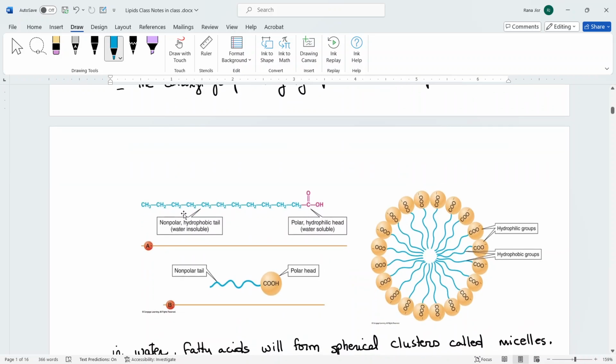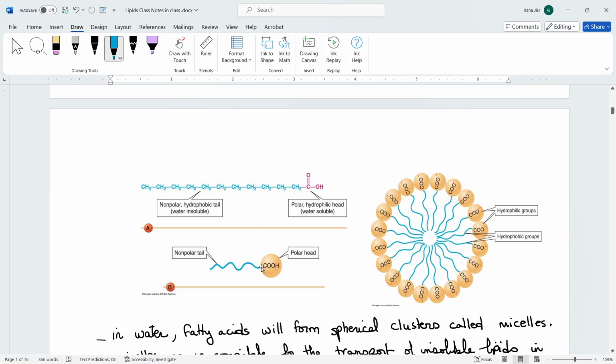So this is the structure of a fatty acid. That fatty acid has a hydrophobic tail. That hydrophobic tail is a long carbon chain that hates water. So this is a water repellent. This is the nonpolar part of the fatty acid. And then you have the polar head. This is the polar part. We call it the hydrophilic head. This is attracted by water, so this part is water soluble. The tail is water non-soluble.